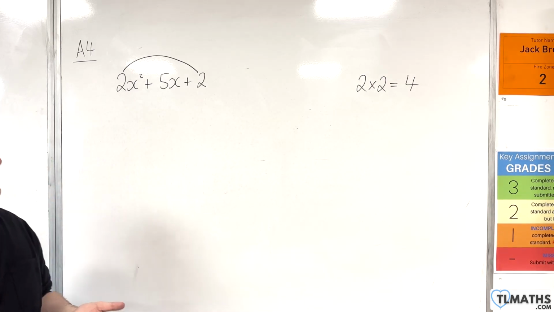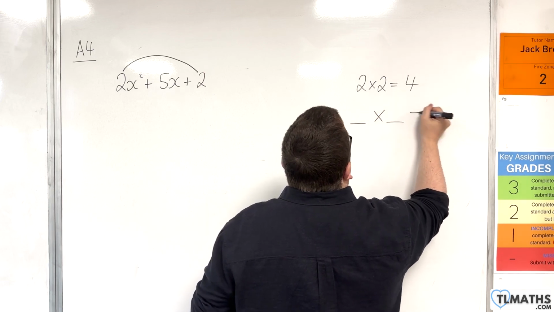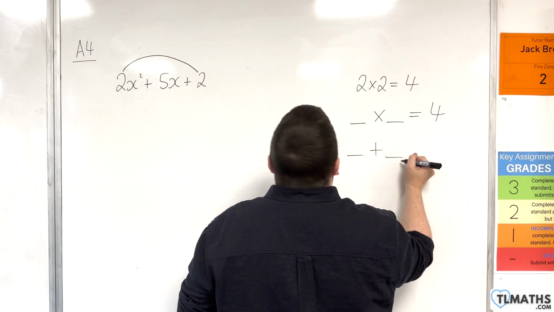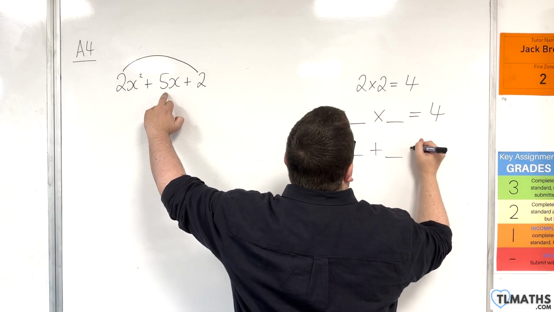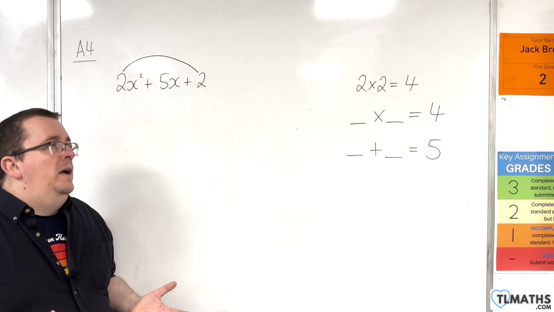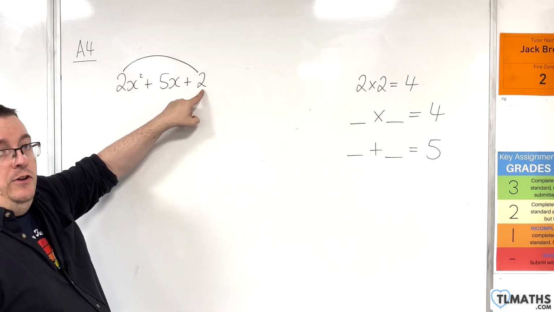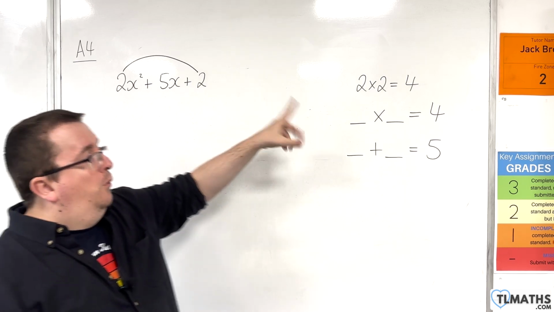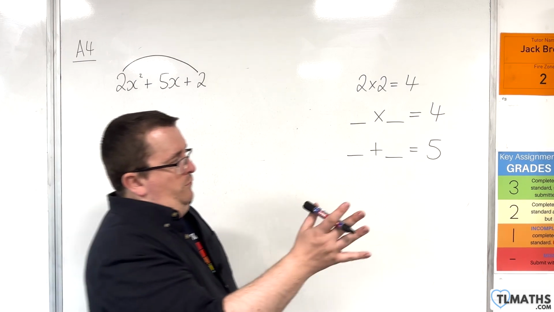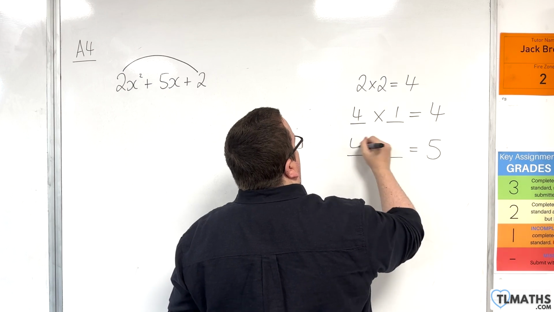That's the first step. Now what you're trying to do is find two numbers that multiply together to make the 4 and add together to make the coefficient of x, 5. So it feels very similar to what we've done before, but we're not trying to find two numbers that multiply together to make 2 and add together to make 5. It's multiply together to make 4 and add together to make 5. So you might spot that immediately. 4 and 1.